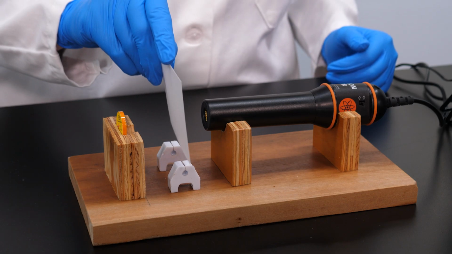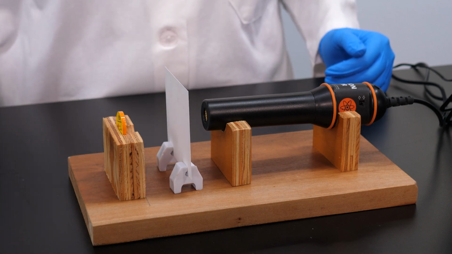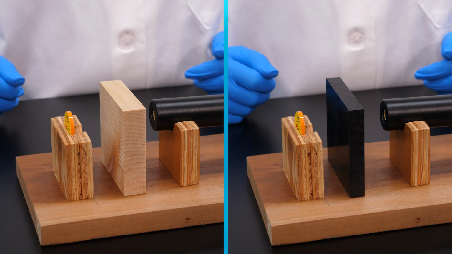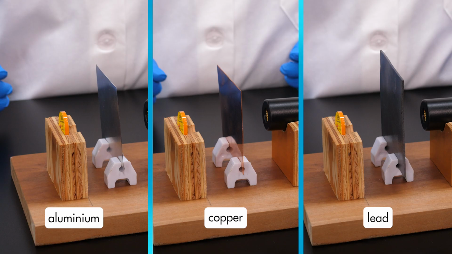Let's see what effect the paper shield will have on gamma radiation. With the paper shield in place, the average counts remain the same, so the paper has no effect on gamma radiation. Next, we will try the wooden shield and the plastic shield. The wooden shield reduced the number of counts to 289, and the plastic shield reduced the number of counts to 282. Next, we will try the metal shields.